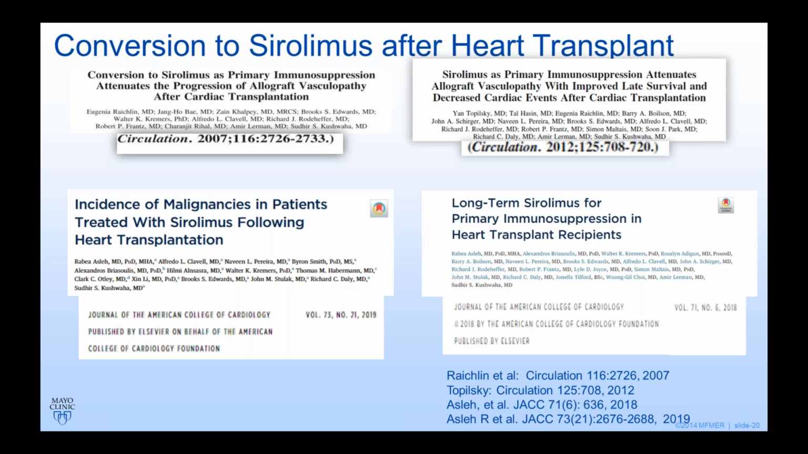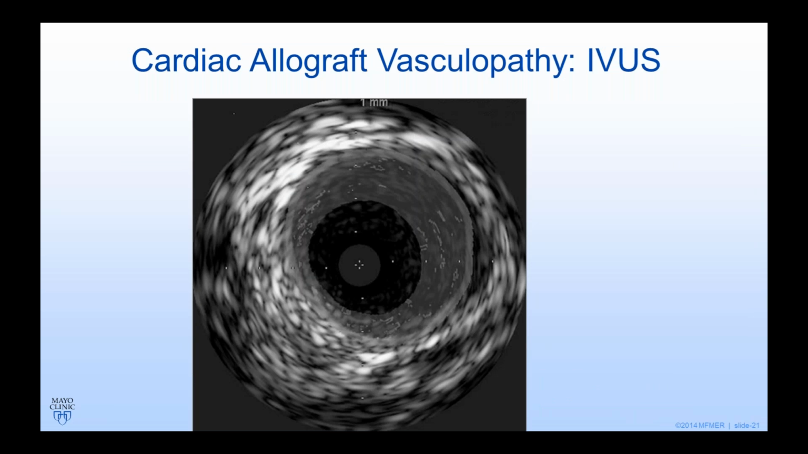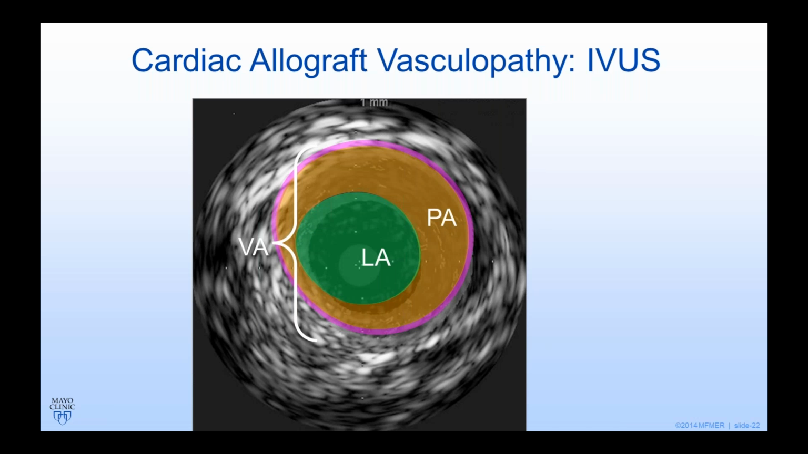So these are 4 papers from our institution. You'll see Dr. Kushwaha is the senior author, and all of them show benefits of conversion to sirolimus. We're looking at cardiac allograft vasculopathy, which is quantitated in our data with an intravascular ultrasound at the time of coronary angiography. So what we're seeing here is lumen area and plaque area and vessel area.